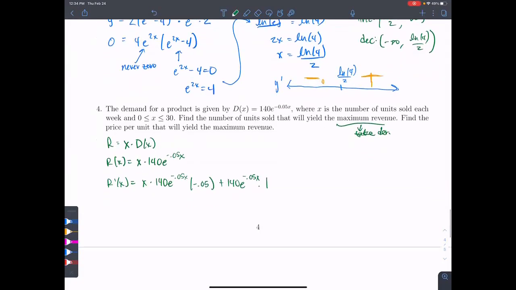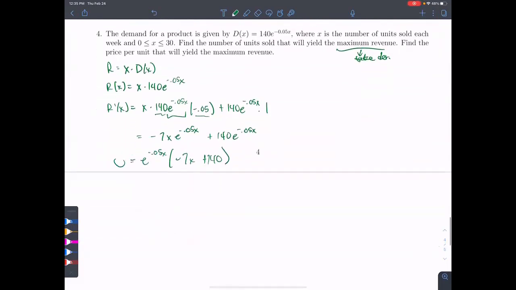So I am going to factor out this e to the negative 0.05 x. 140 times that actually. So what's left in here would be x. 140 times negative 0.05 is negative 7. So I'm going to now take out the e to the negative 0.05x. I have negative 7x plus 140 left inside.